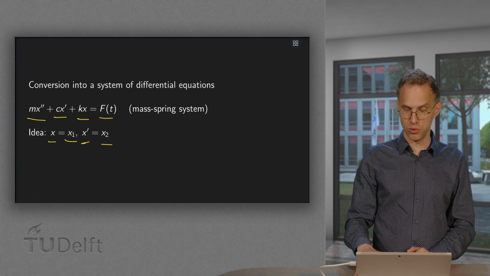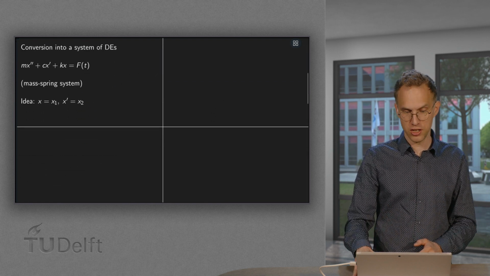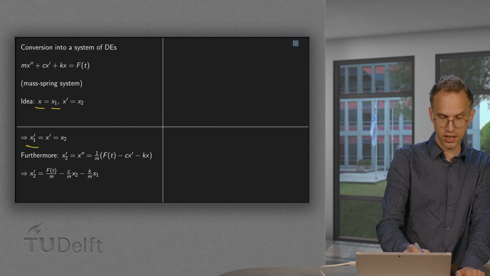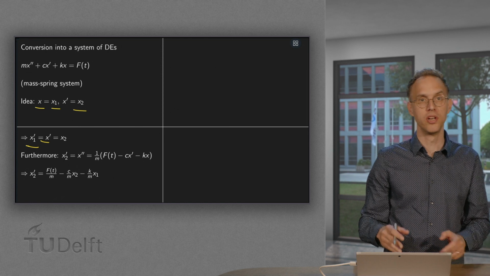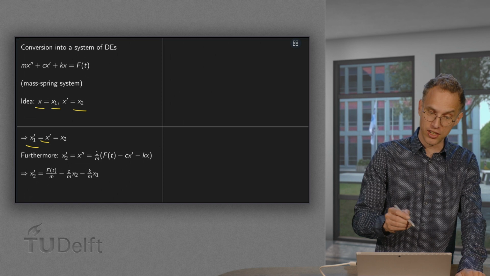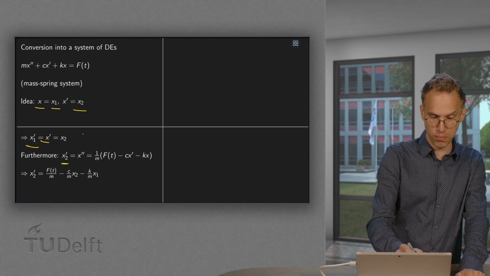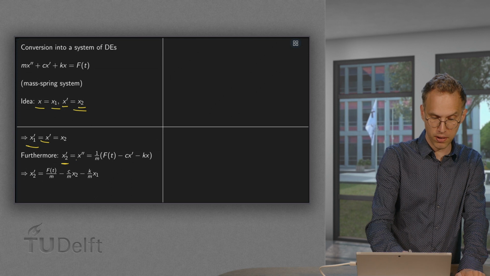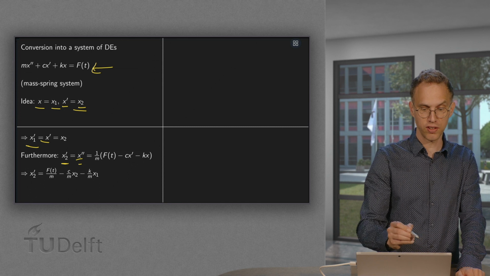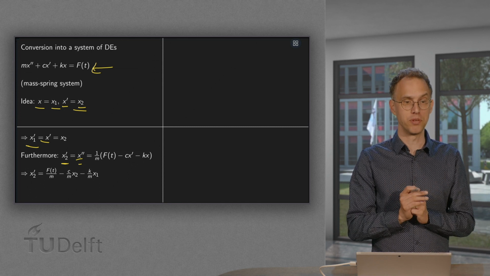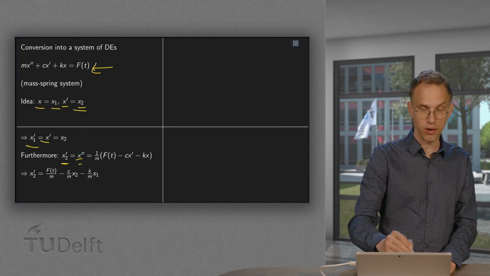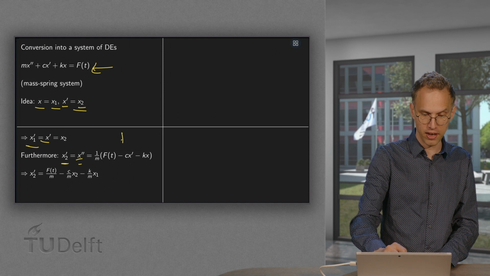So why do we do this? Well, if we do it like this, we can compute x1 prime equals x prime, and x prime equals x2. So our first equation becomes x1 prime equals x2. And then for the second equation, x2 prime equals x double prime. But x double prime, we know what that is. We can solve for it using our differential equation over here. m times x double prime equals f minus c x prime minus k x. So if we want x double prime, we have to divide by m, and there it is.